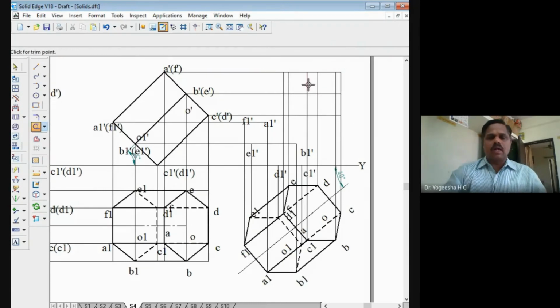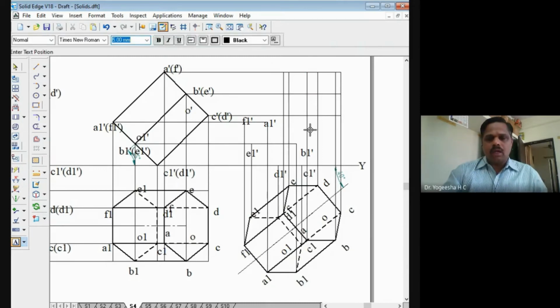All extra lines are trimmed. I will mark the points now. Projector line drawn from A and A dash, so it is A dash. Then projector line drawn from B and B dash. Here it is point B dash. This is point C dash. Then the point D dash is here. The point E dash. Here it is E dash. Then the F dash is here. Extra lines I will trim using the trim command.